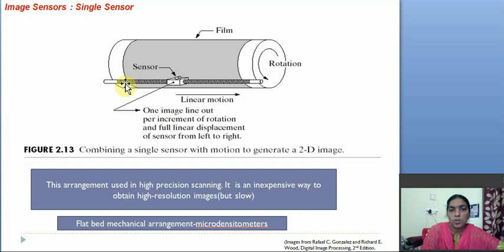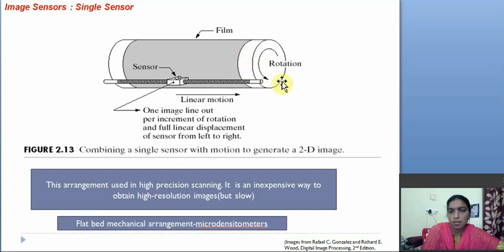But to get the high resolution images, the time factor is very important here. It may take time to note down each and every value, very narrow values, to get the high resolution images. It may take a lot of time. That's why it is a slow one, right? So here we may use a flatbed mechanical arrangement also.